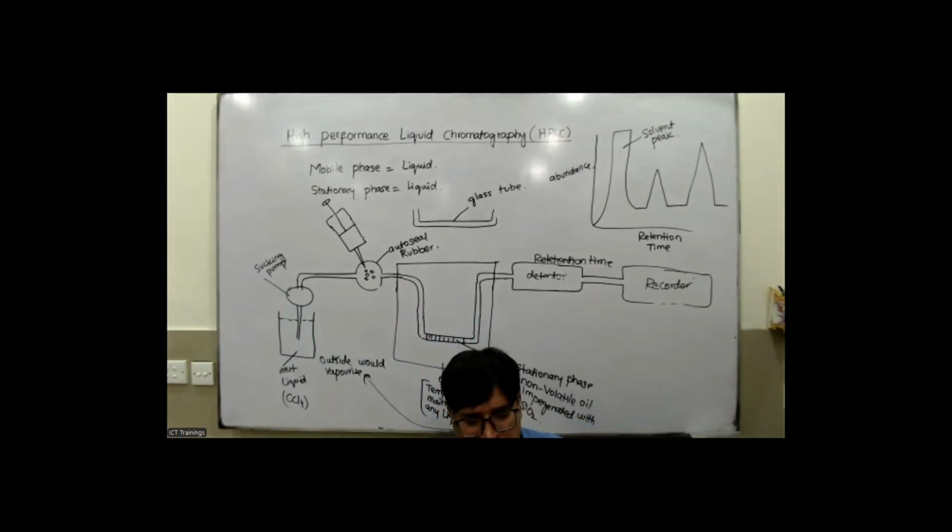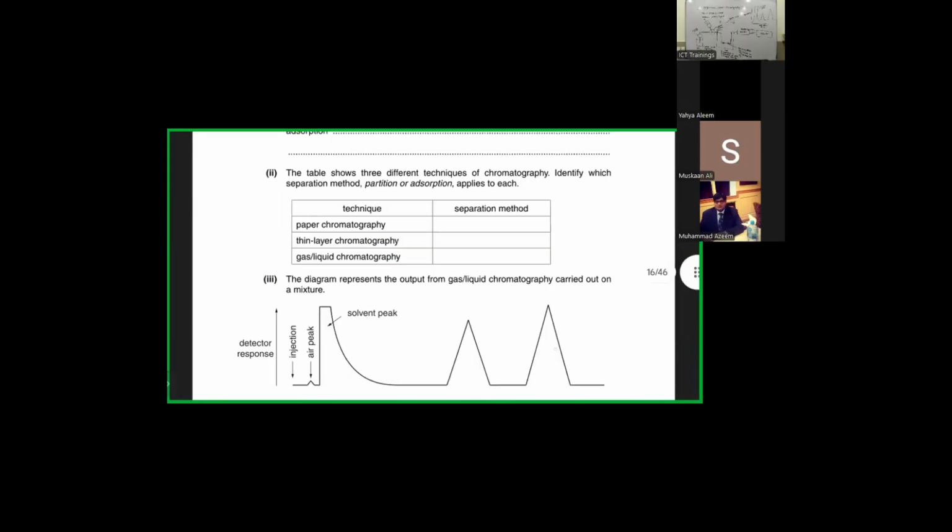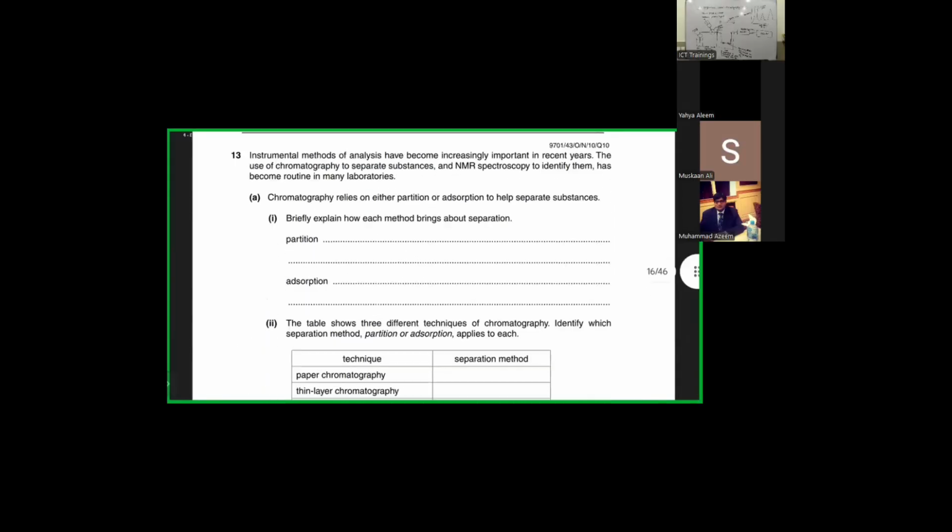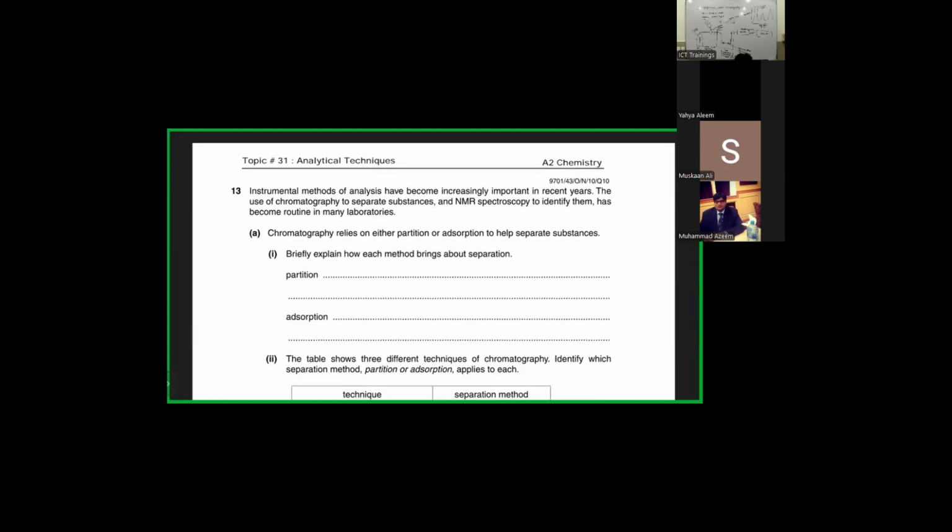So now we are going to start with the past paper questions relating to this one. Let me enter the class and share my screen with you. Okay guys, this is the question. If you look at question number 13, this is the question.